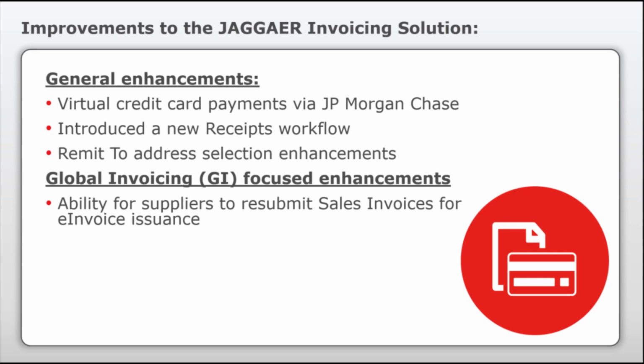And this could have been due to a number of reasons, depending on the integrations that we have with government systems to issue that invoice. And this ensures essentially that the supplier will receive an error message and will be able to go back into their draft sales invoice, correct it, and resubmit it for issuance.